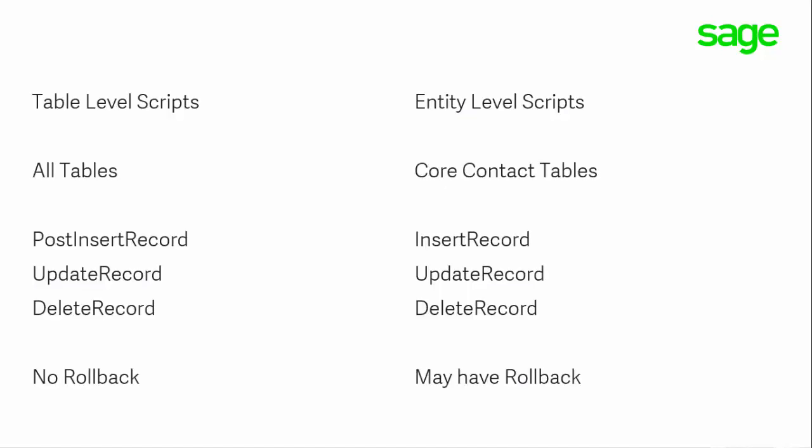Table level scripts are available to all tables, including custom tables as well as secondary entities. So if you've added a new table for a project, for example, you can use table level scripts on those. You can't use entity level scripts on your custom entities. They can only work on the core contact tables, those 4 that I described.